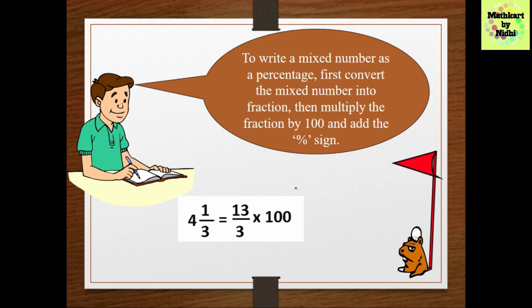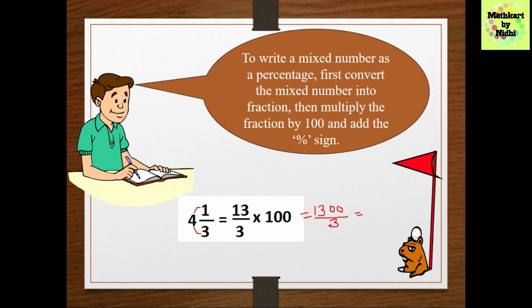So for this, first of all, I have converted 4 upon 3 into the improper fraction by multiplying this. See, we can multiply 3 fours are 12 plus 1 is 13. 13 upon 3 and then we have to multiply by 100. And as we know 3 is not divisible by 100. Sorry, 100 is not divisible by 3. So we can't do it. Even 13 is not divisible by 3. So what we are doing, we are just simply multiplying. 13 multiplied by 100 is 1300 upon 3.